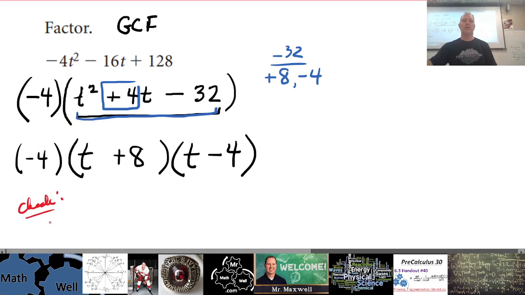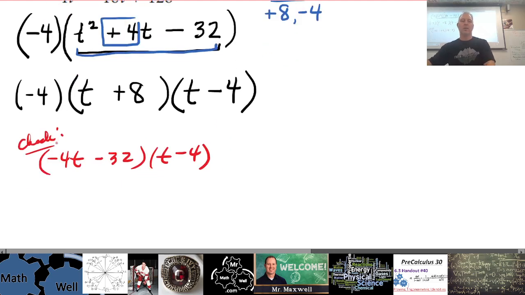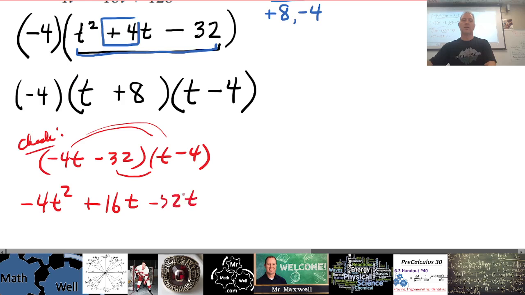Negative 4 times t is negative 4t, and negative 4 times 8 is minus 32. So that's what I get when I multiply the first two, and now I'm going to multiply that by this last factor. Now I distribute. That's going to be negative 4t squared plus 16t minus 32t plus 128.